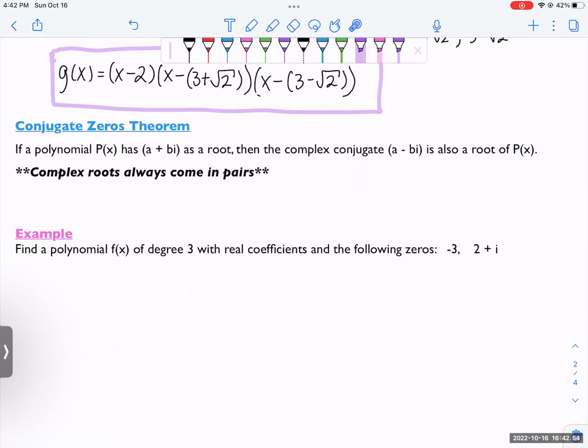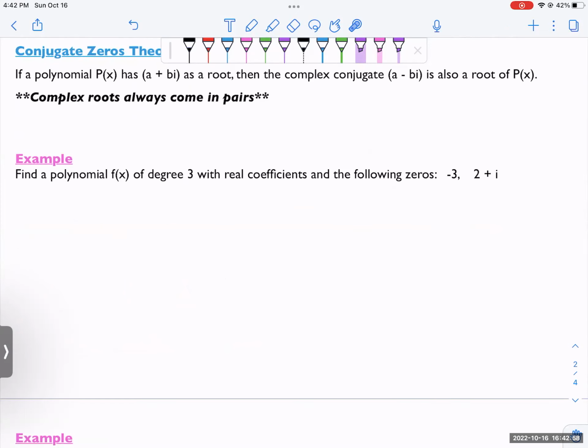So let's just go ahead and do some more problems. Find a polynomial of degree 3 with real coefficients and the following zeros: -3, 2 plus i. Here's a fun fact. The degree of a polynomial is the number of zeros that polynomial has.